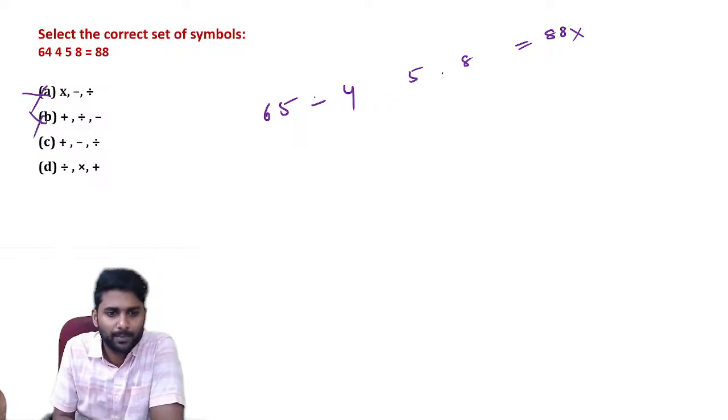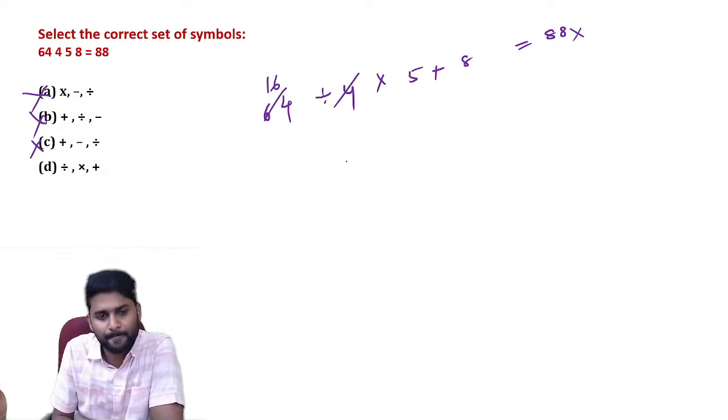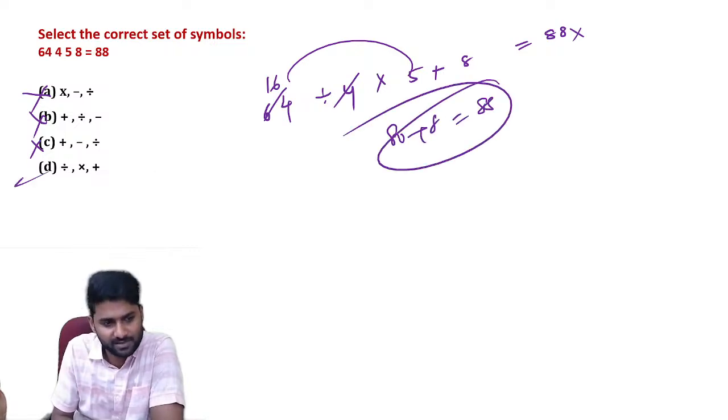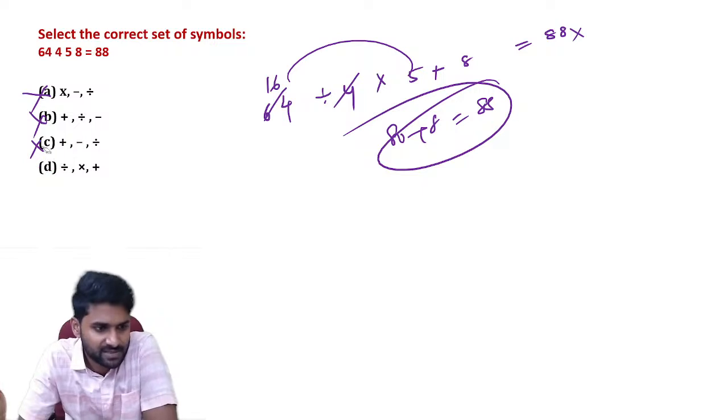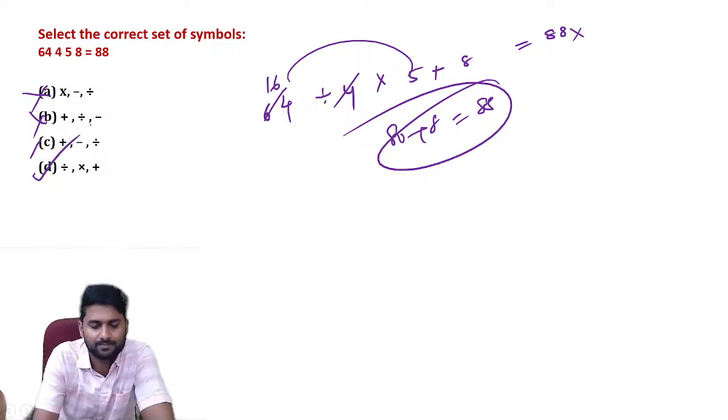B: not. Plus, minus, division. Again, 3 is not. 3 is also not. Sorry, it's 64. Division, multiplication, and addition. So 64 divided by 4 is 16, 16 times 5 is 80. Plus 8 is 88. These symbols are perfectly replaced in that equation to get the result.